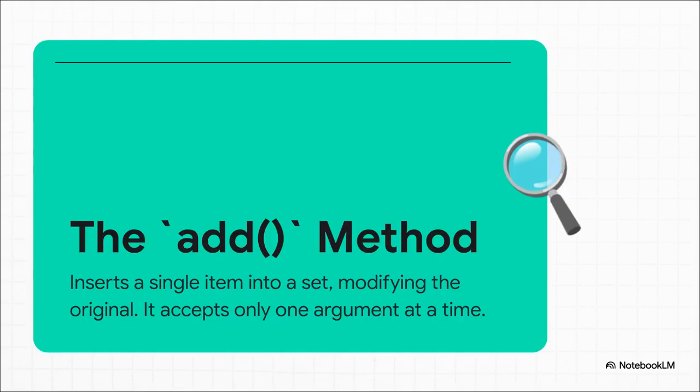Okay, so here's the big rule for adding. It's a one-at-a-time deal. You can only give it a single item. Try to give it more, and Python's going to complain. And what happens if you try to add, say, apple again? Absolutely nothing. That's the beauty of sets. They automatically handle duplicates for you, so no worries there.